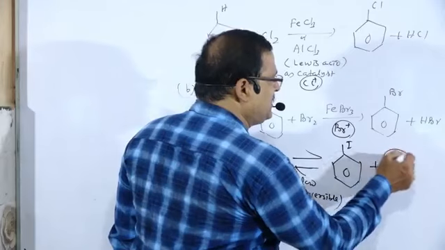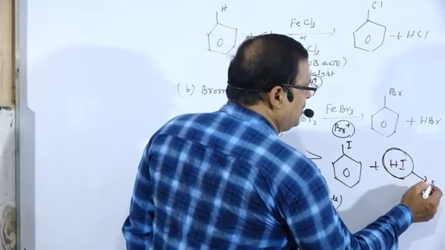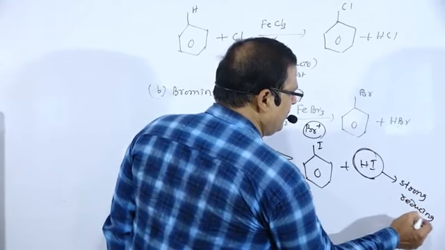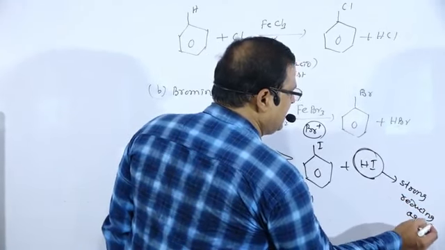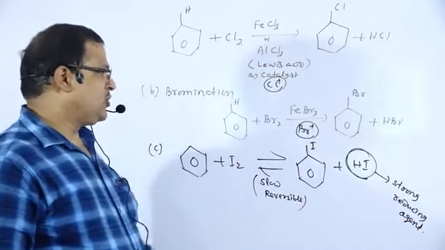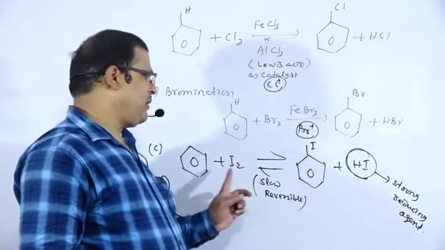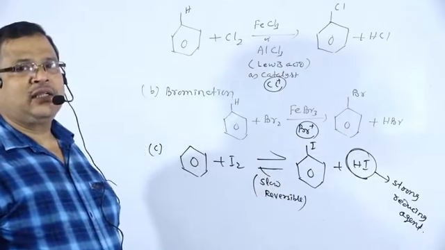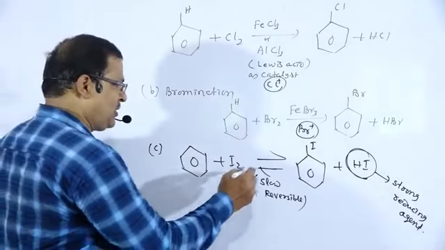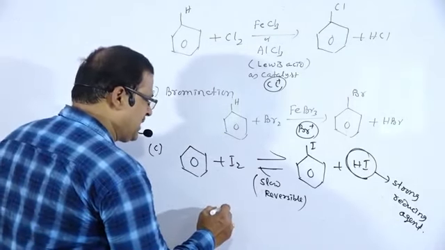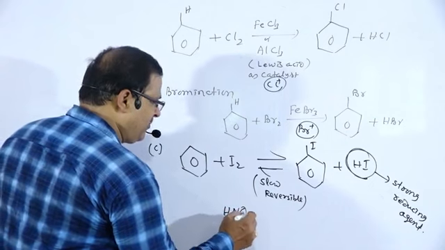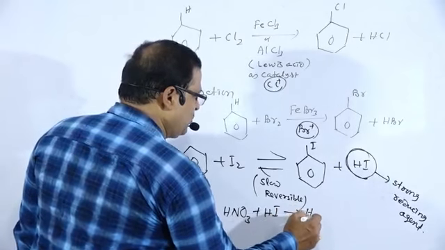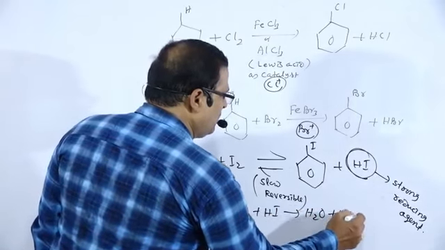This HI which is produced is a strong reducing agent, so it will reduce the iodobenzene back to benzene. How does that reaction take place? We have already discussed it in alkyl halides. A strong oxidizing agent like nitric acid, HNO3, plus HI combine to form H2O plus NO2 plus I2.